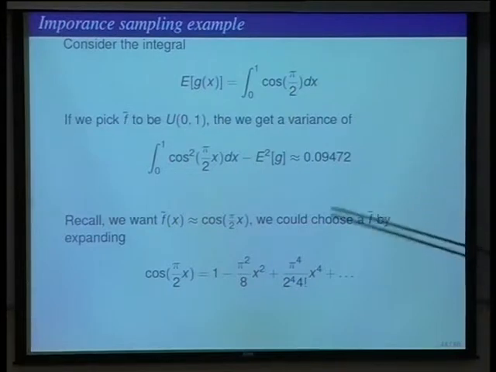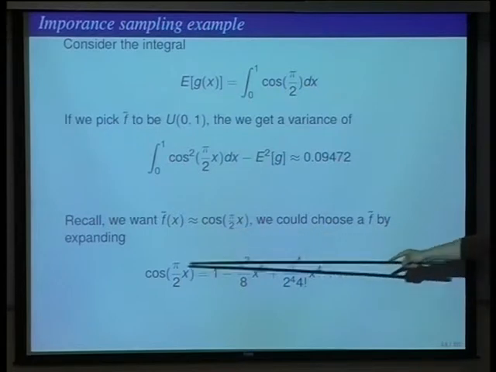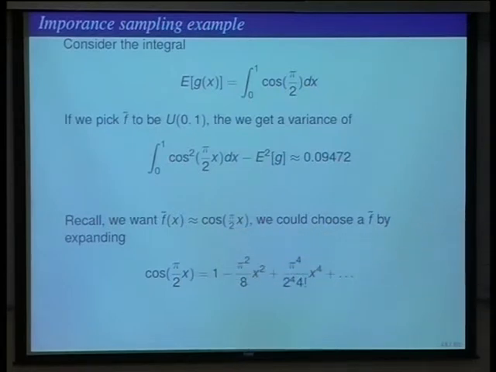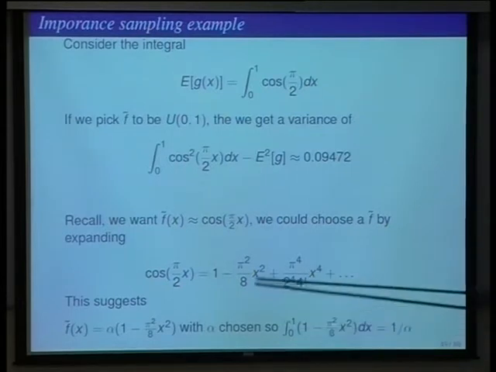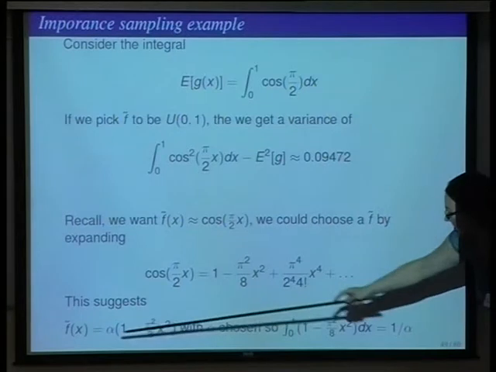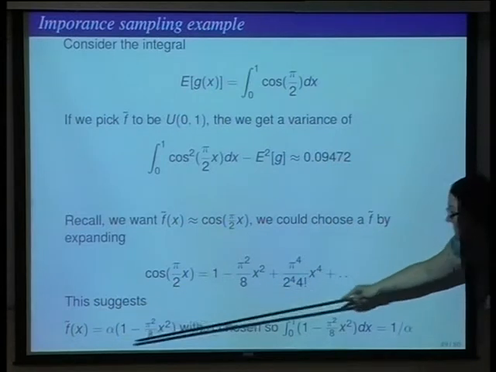All right, so let's take a better F tilde. We want an F tilde that looks like the cosine of pi over 2 times x. So I could ask, what would I get if I expanded the cosine of pi over 2 times x in a Taylor series? It would look like this, and let's just think about taking the first 2 terms. That would maybe be reasonable. So I'm going to take these terms and normalize them. I'll multiply by some alpha so that this integral is 1 over alpha, so that when I integrate this thing, I'll get 1.